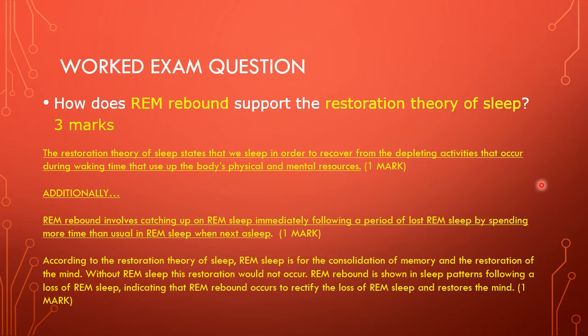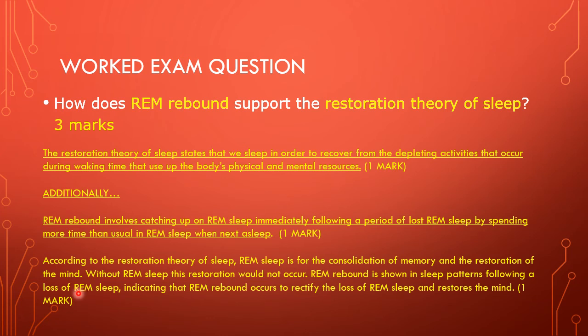So, the restoration theory of sleep states that we sleep in order to recover from the depleting activities that occur during waking time that use up the body's physical and mental resources. That'd be 1 mark. Additionally, REM rebound involves catching up on REM sleep immediately following a period of lost REM sleep by sleeping more time than usual in REM sleep when next asleep. So that'd be another mark.